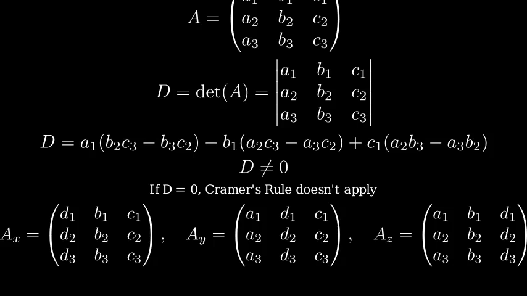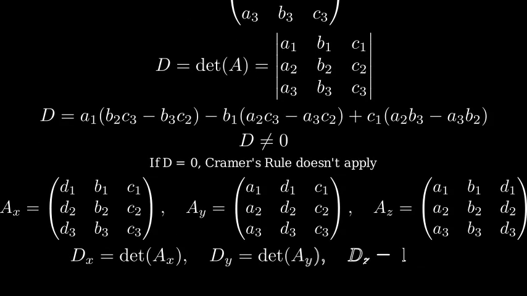We then calculate the determinants of these three matrices. Let's denote them as D_x, D_y, and D_z, respectively. These determinants are calculated using the same formula as we used for D. Finally, we apply Cramer's rule to find the values of our unknowns.